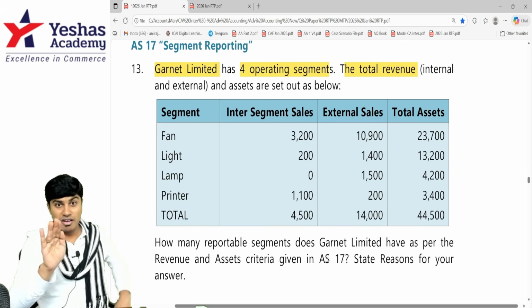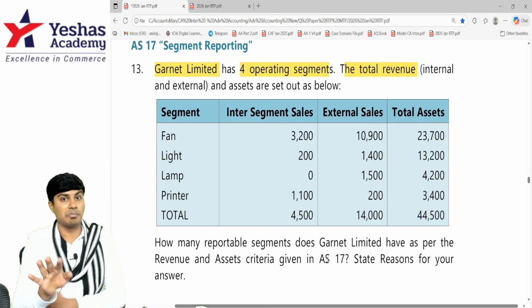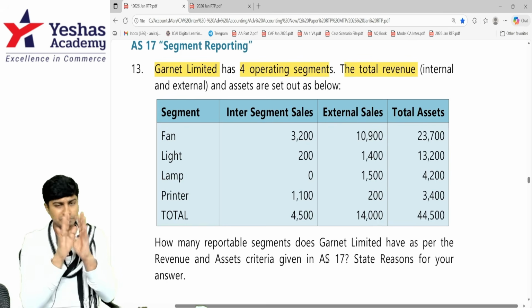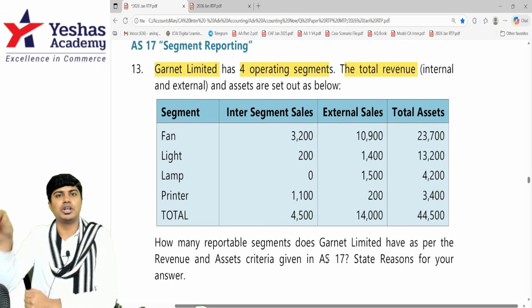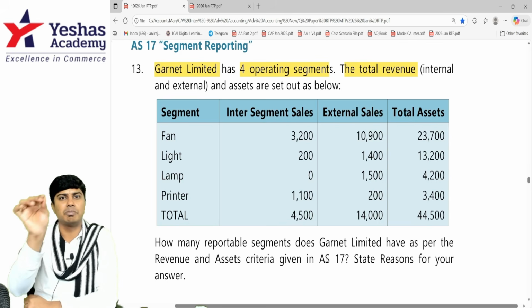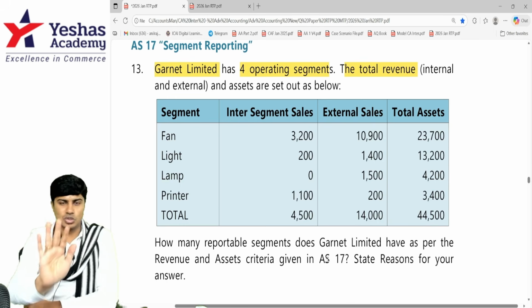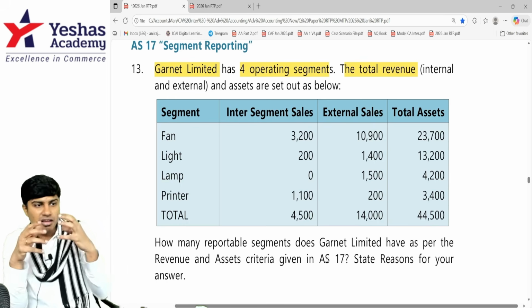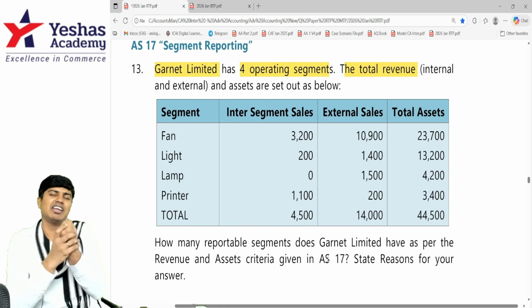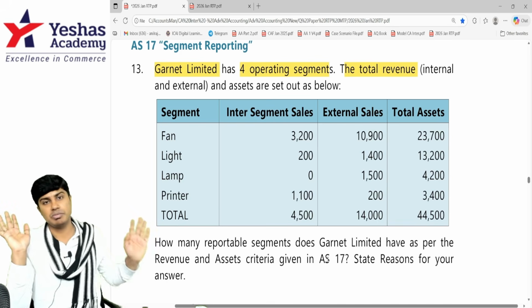Check whether external sales from the reportable segments contribute to 75% of the total external sales. If they do, good, those are the only 2-3 segments which are reportable. If it doesn't come to 75%, then additional segments have to be identified as reportable, such that the total external reportable revenue comes to 75%.